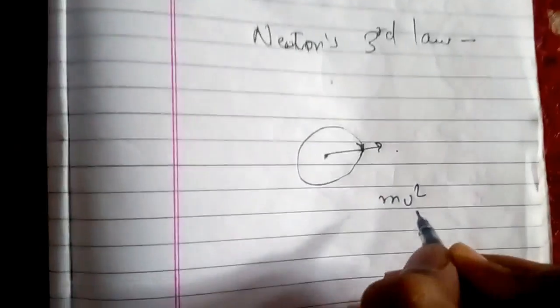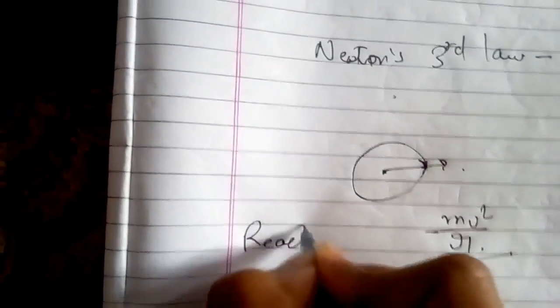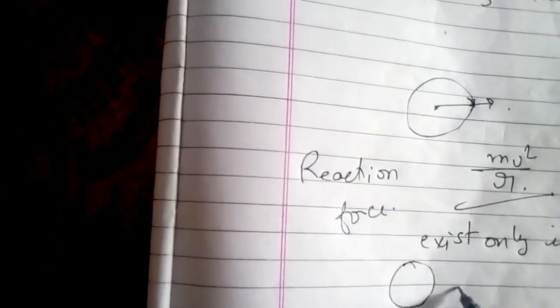And it has the same mathematical formula, mv square upon r, for calculating, but we have to keep in mind that it is a reaction force which exists only if the body is moving in a circle.